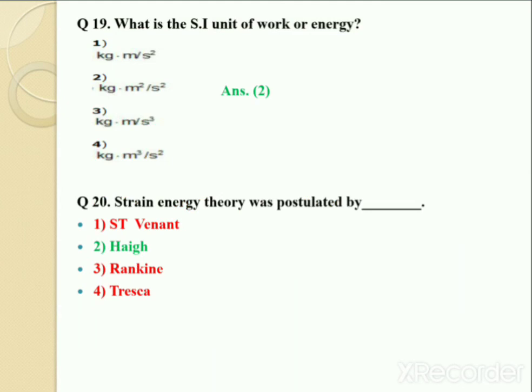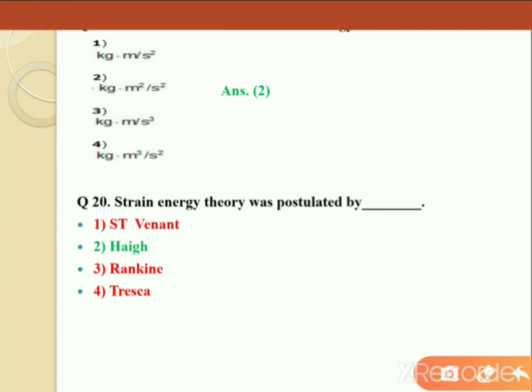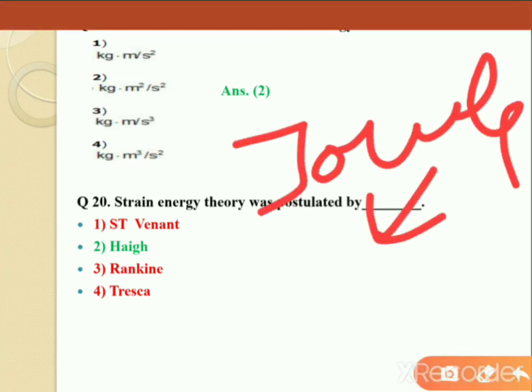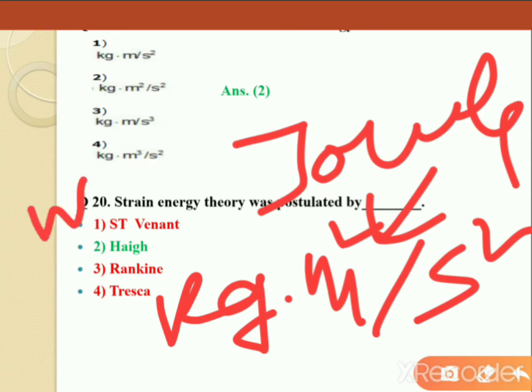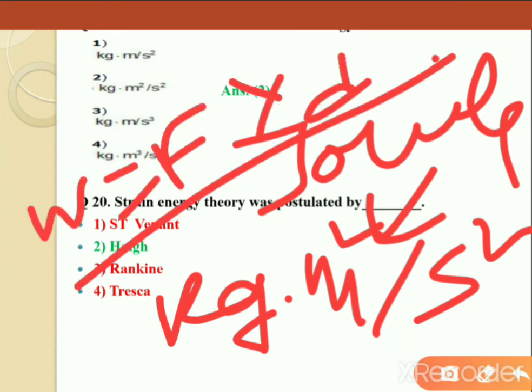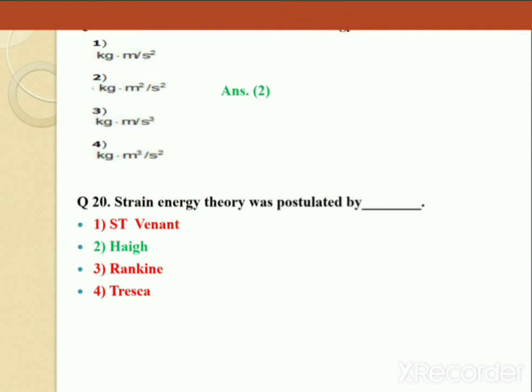Next question. Which is the SI unit of work or energy? Actually the SI unit of work is joule. We can again say joule is equal to kg meter square per second square, and the formula of work done is equal to force into distance. That is the formula. So let's come to next question 20.